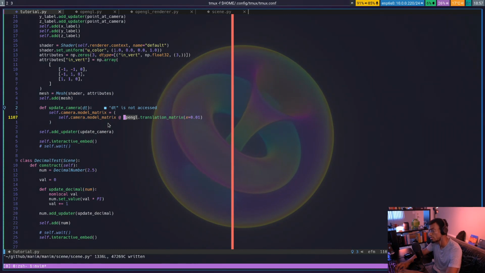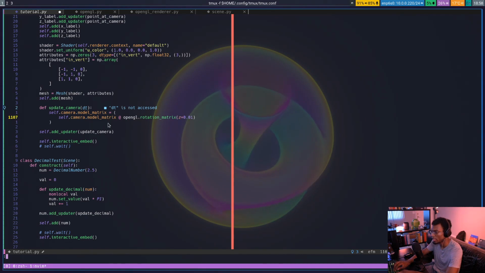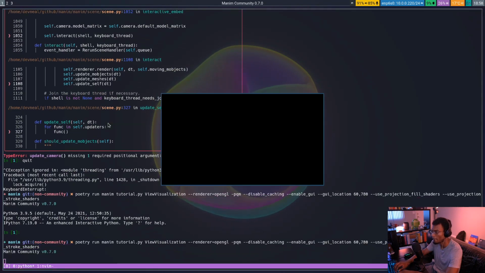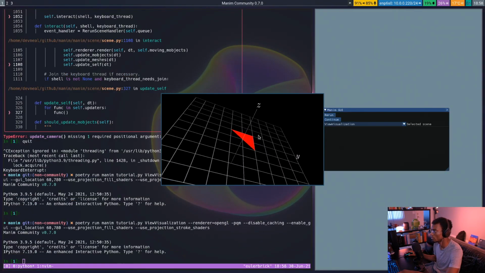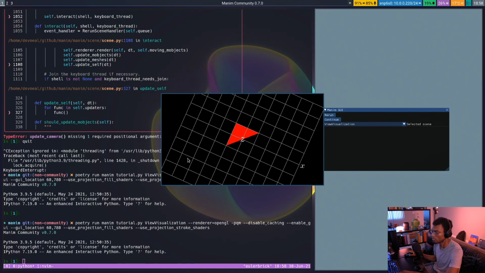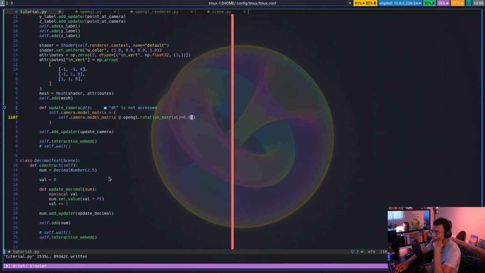Actually, maybe I can just... Let me try this. If I just do rotation matrix and I go around the z-axis, 0.1 times... Yeah, just 0.1. Interesting. Though I think that makes sense. Wait, does it? Yeah, I think it does.